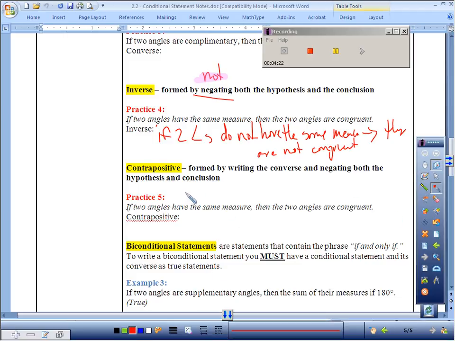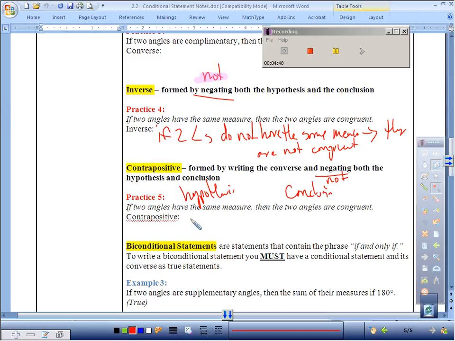The last one, the contrapositive, negates the converse. So we flipped the hypothesis and the conclusion to create the converse, and then we simply negate it, use the term not, in order to create the contrapositive. So in our original conditional, again, we have if two angles have the same measure, this is the hypothesis and the conclusion. I flip them to create the converse, and then I negate it to create the contrapositive.